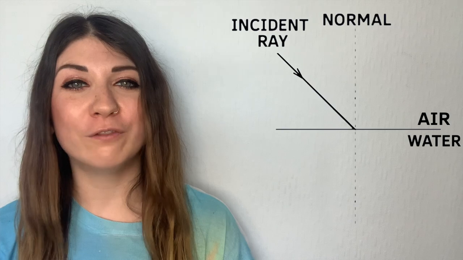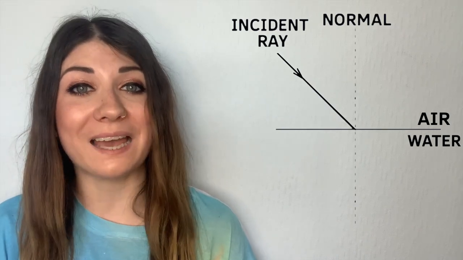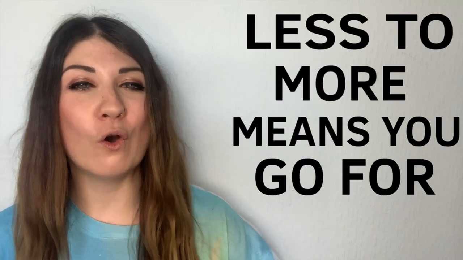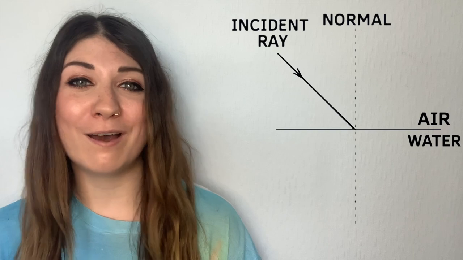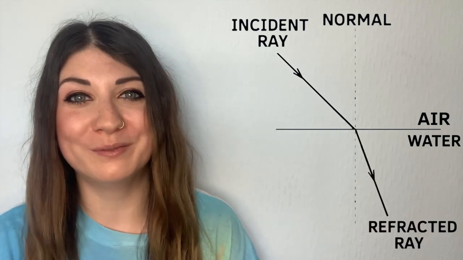Whereas, if the light ray was travelling from the air to the water, then this is from less dense to more dense. And if you remember, less to more means you go four. So the light ray will hit the water and bend towards the normal. Huh. The rhyme wasn't so bad after all.